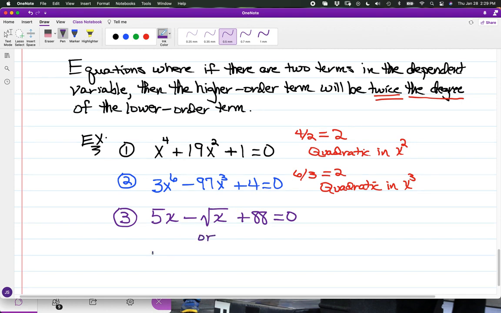And another way you could express this, remember, you have 5x. Now the square root of x, remember, with square roots the hidden index number is going to be 2. So you have the second root of x to the first. So as a non-integer exponent, the square root of x is going to be x to the 1/2.